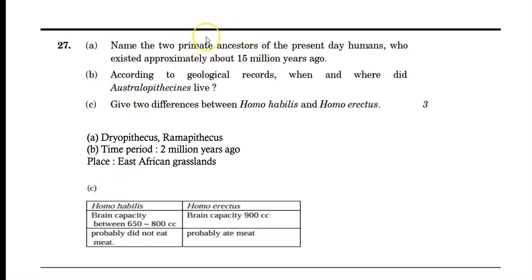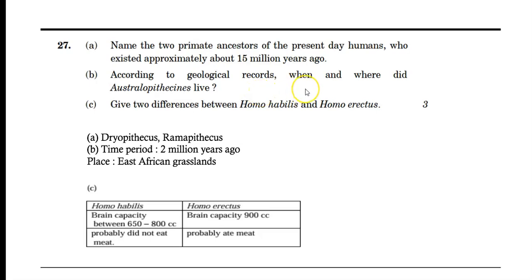Here come primate ancestors. Name two primate ancestors of present-day humans who existed approximately 15 million years ago. They are Dryopithecus and Ramapithecus. Regarding this question, I have uploaded some shorts made with the help of AI. Please watch them. It will help you remember things much more easily than learning from simple slides.